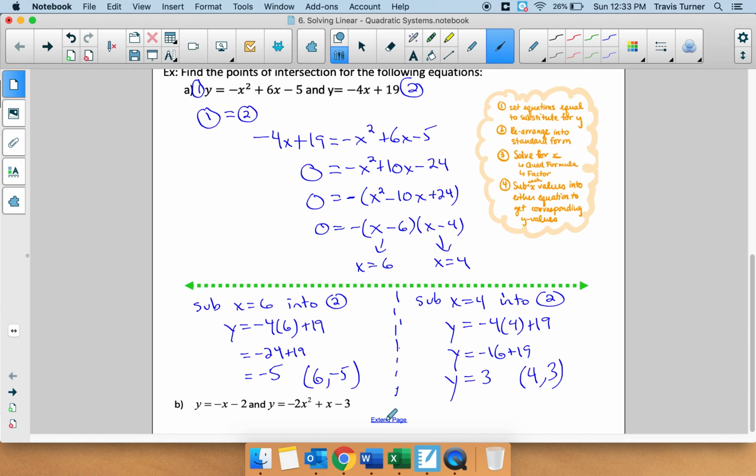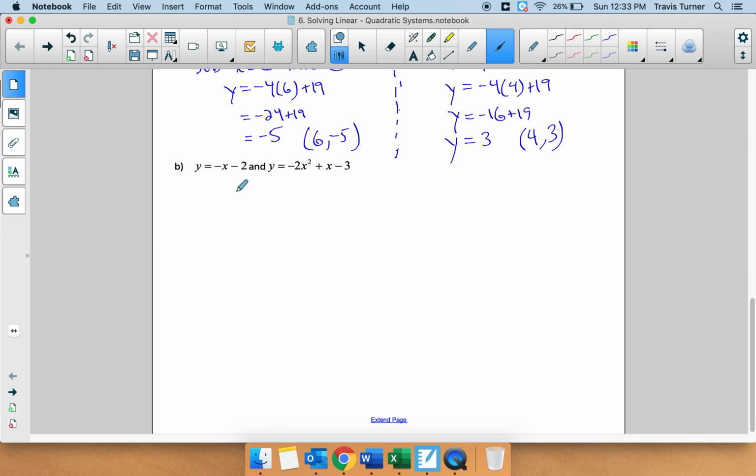Okay, so if you want, you could try the second one yourself. Again, same setup. So I've got two equations. I set them equal to each other, and I try to solve it. So I need to move everything over to one side. So that becomes plus 2x, and this becomes minus 1.